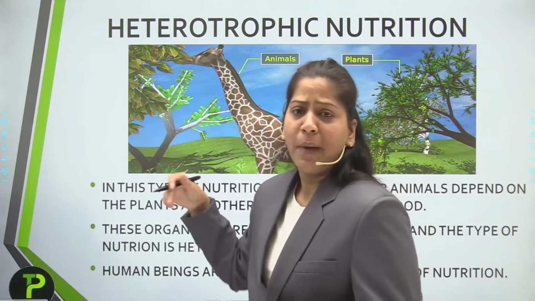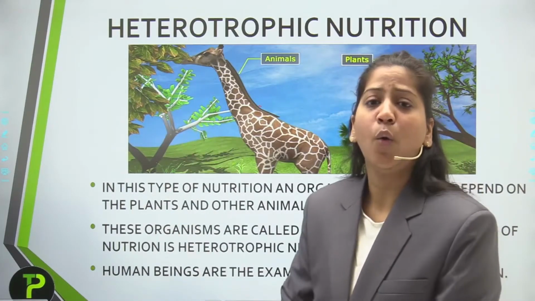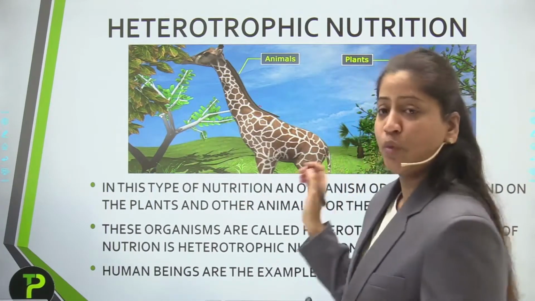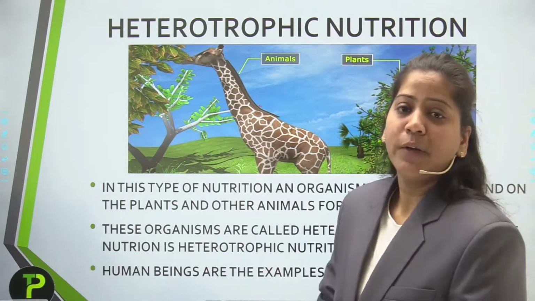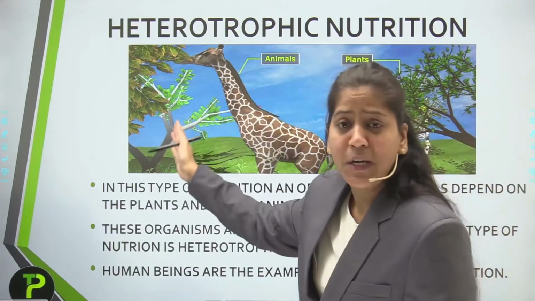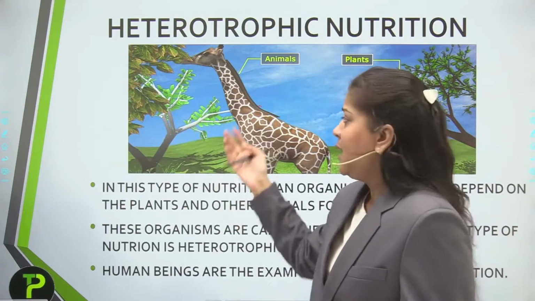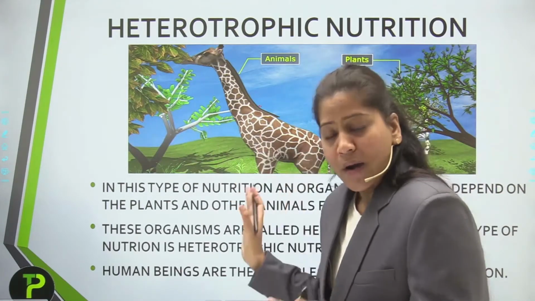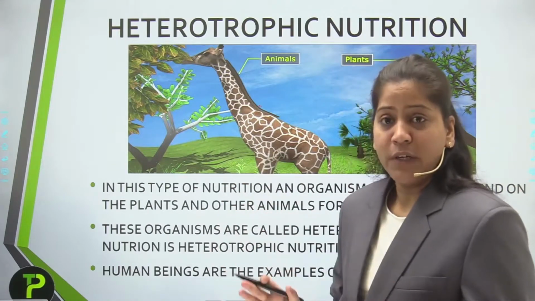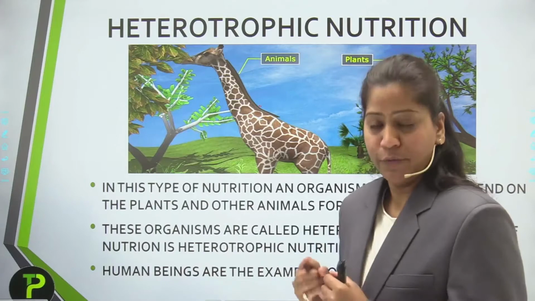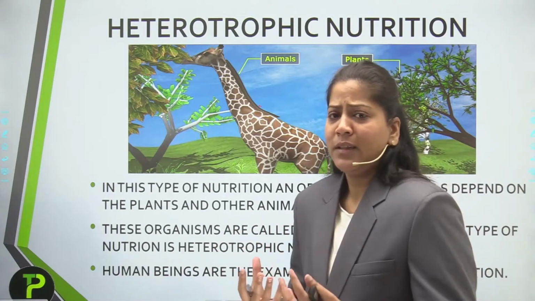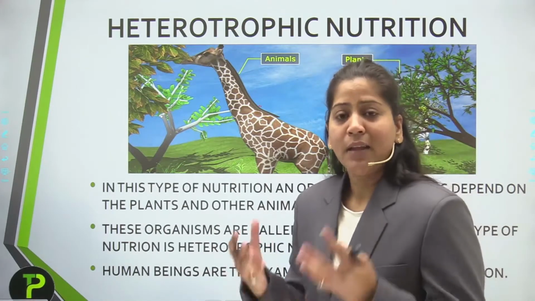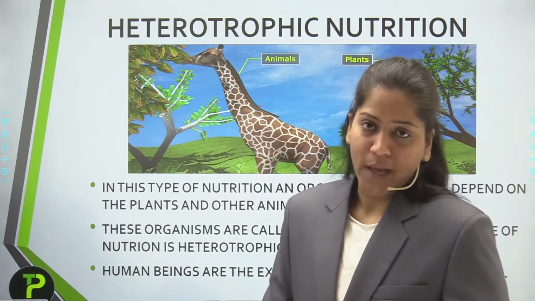But plants do not depend on any other organisms; they make their own food from some raw materials. This picture clearly shows us an example of heterotrophic nutrition, as the giraffe ultimately depends on plants to get food. He cannot make his food on his own, so he gets food from plants. The organisms which depend on other organisms to get food, and cannot make their own food by any other means, are examples of heterotrophic nutrition, and these organisms are known as heterotroph organisms.